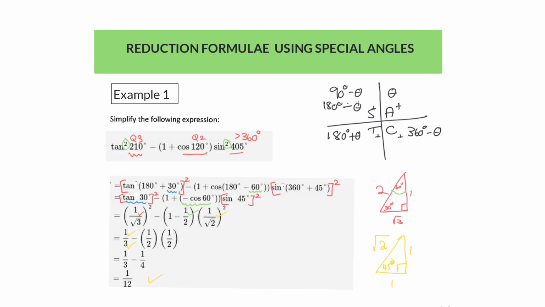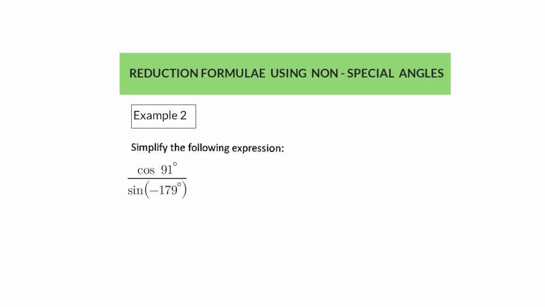Not too difficult. To example 2, and example 2 is working with non-special angles, so they won't be well-known angles. Okay, so let's go. In the first place, we get our quadrants. 91 is in the second quadrant.